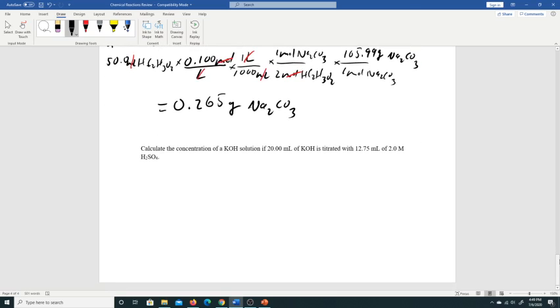Calculate the concentration of KOH solution if 20 milliliters of KOH is titrated with 12.75 milliliters of 2.0 molar H2SO4. The trick with these problems here is you want to make sure you have a balanced equation first. The KOH is a base, H2SO4 is an acid. This is an acid-base neutralization reaction.